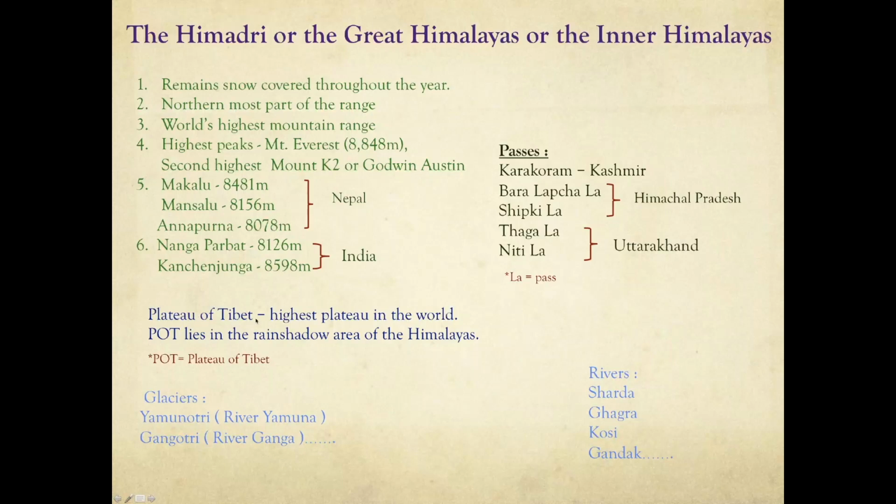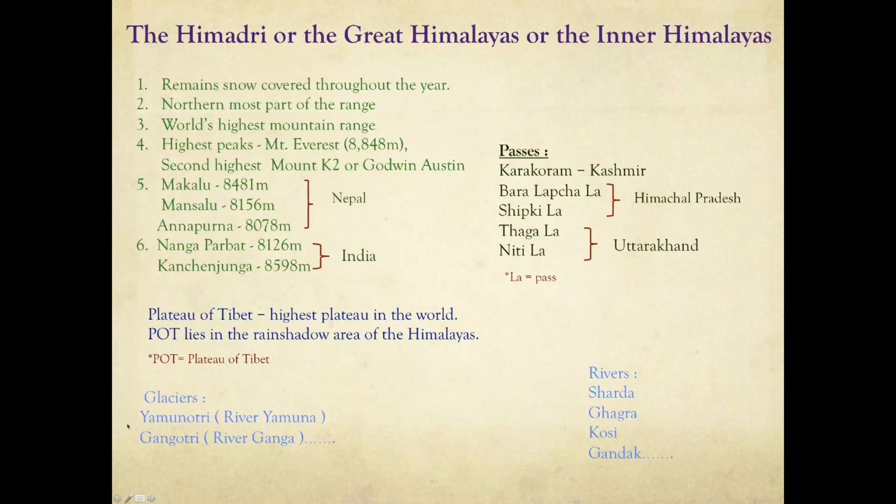Then the Plateau of Tibet, that is the highest plateau in the world. POT means Plateau of Tibet. So the Plateau of Tibet lies in the rain shadow area of the Himalayas. I hope in your last class or in class 9th you have studied what a rain shadow area is. Rain shadow area is either side of any mountain range that does not get much rainfall.